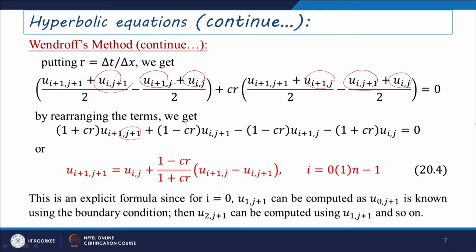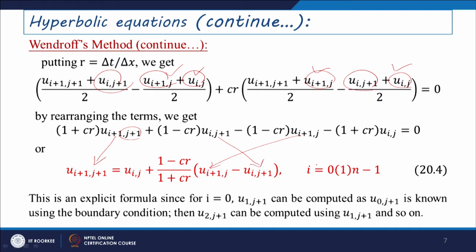That is why we can write this as 1 plus c r times u i plus 1, j plus 1, plus 1 minus c r times u i, j plus 1, minus 1 minus c r times u i plus 1, j, minus 1 plus c r times u i, j. So, if we separate this u i plus 1, j plus 1 term, we can write this as u i, j plus 1 minus c r by 1 plus c r, and this is the u i plus 1, j term, this is the u i, j plus 1 term. So, we can write this form.